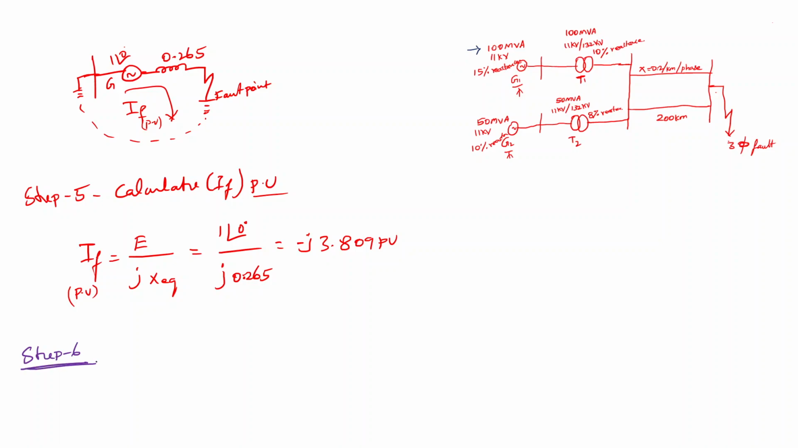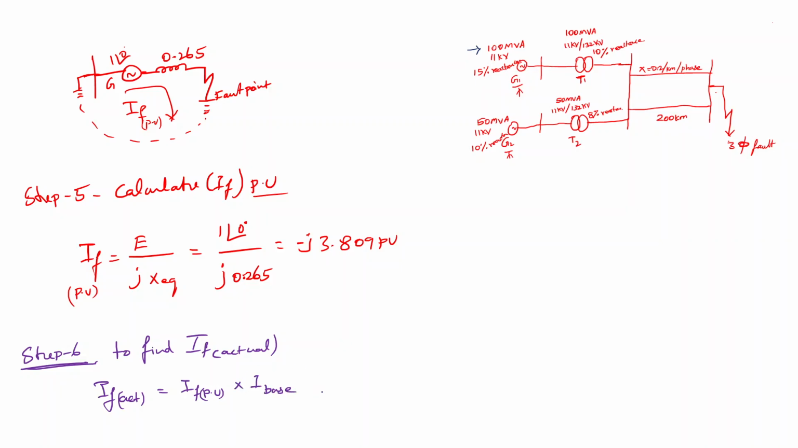Step 6, to find IF actual. So what is the formula for IF actual? Please tell me, these are all simple. IF actual is equal to IF per unit value into I base.